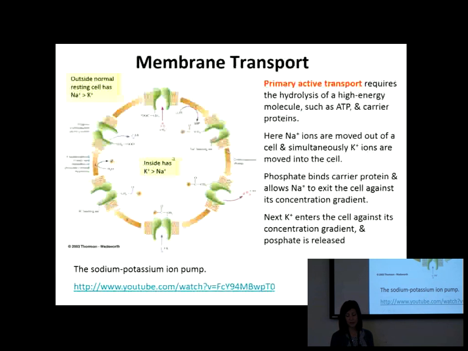So again, the sodium and the potassium are moving. Phosphorylating changes the conformation to push the sodiums out, and by hydrolyzing the phosphate, it's pushing the potassiums in. So phosphorylating pushes sodium out, and hydrolyzing the phosphate pushes potassium in.